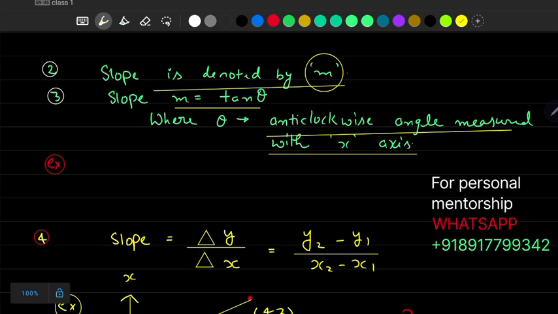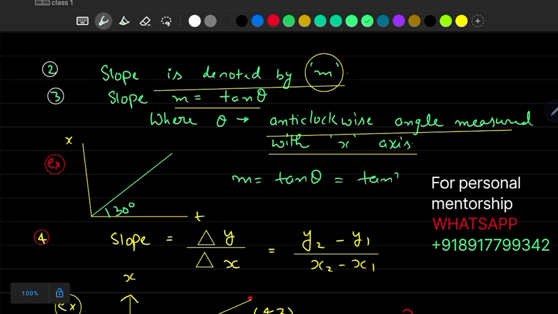If I ask you to find the slope of this line, again an xt graph for example, and we have a green line like this, and its angle is, let's say, 30 degrees. What will be its slope? We know that m is tan theta, so it will be tan 30, which is 1 over root 3. I hope it's clear to you.